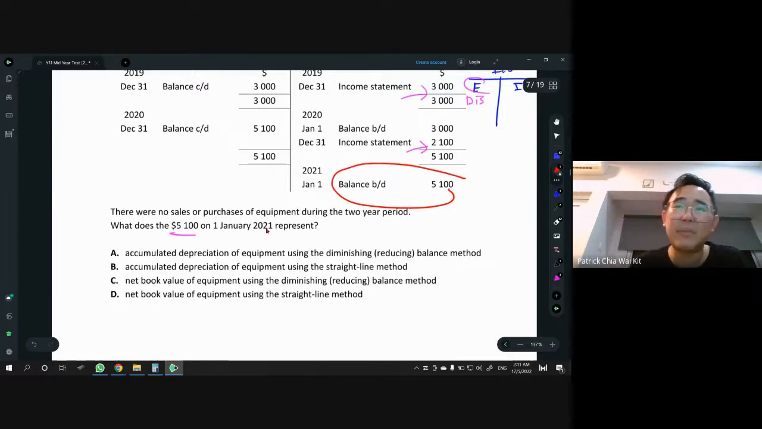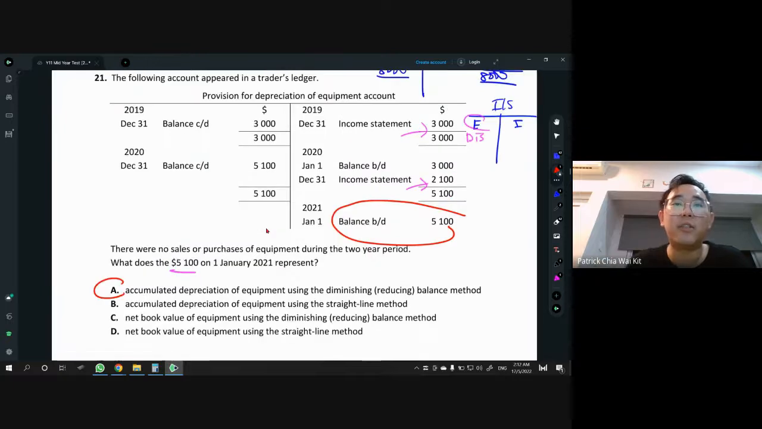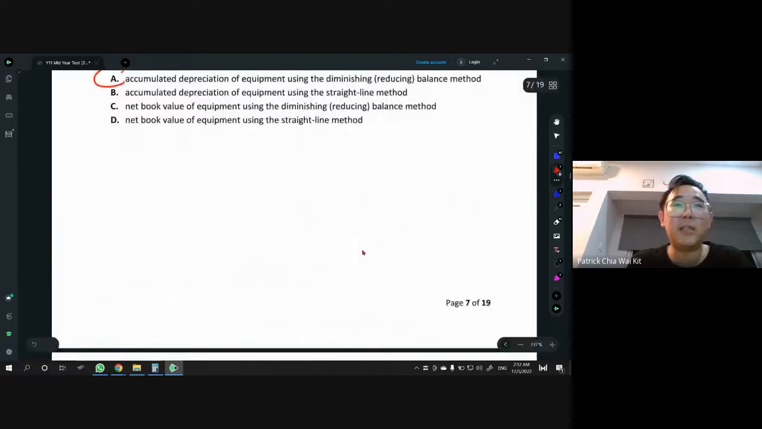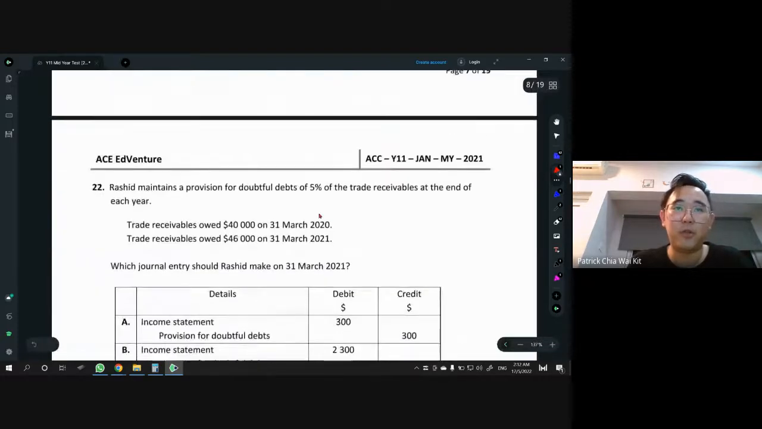So what does this balance BD represent? This is actually the total depreciation, right? Accumulated depreciation of equipment using the reducing balance method. Because as you can see, the income statement keeps changing every year, right? So it's reducing. So the answer is A. So this is how you see it. The rest is not the answer, so no need to bother.